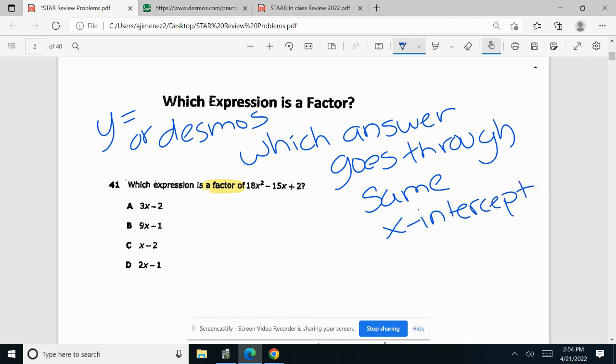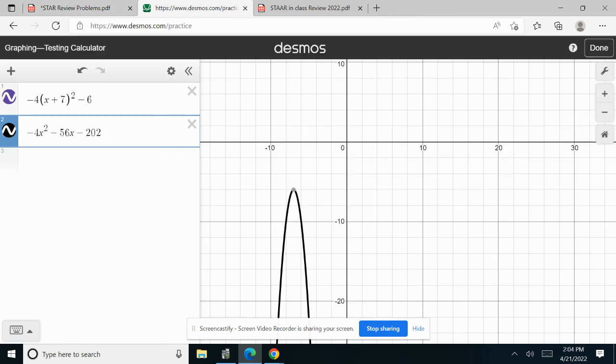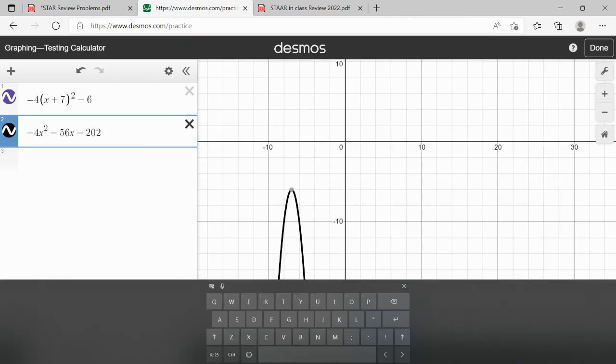Right? So I'm going to graph the equation and the answer choices. I'm looking for which answer choice is going to go through the same x-intercept as the graph. We're going to do the first one together, and then you guys are going to do the second one.